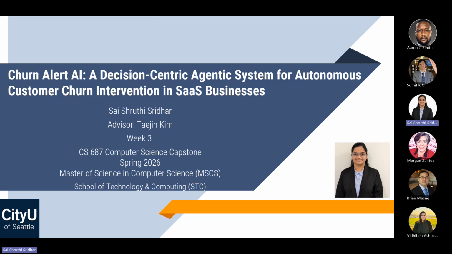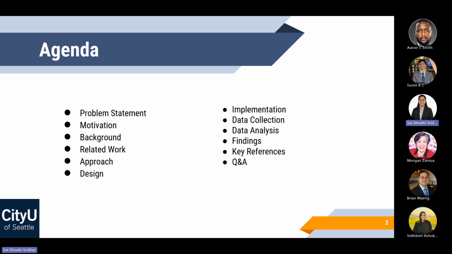So, hi everyone. I'll present my project here. It's called ChurnAlert AI, which is a decision-centric agentic system for a SaaS business. Today we'll be covering the problem statement, what motivated me, the background behind this project, the approach, design, implementation, how the data was collected, analysis, and the actual findings from my project.